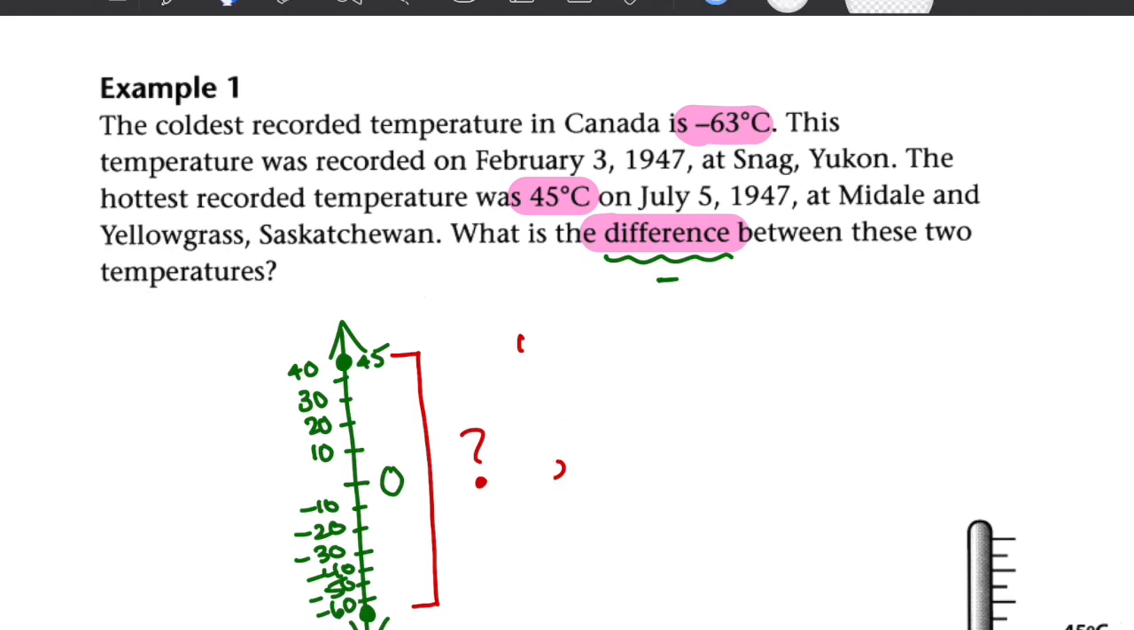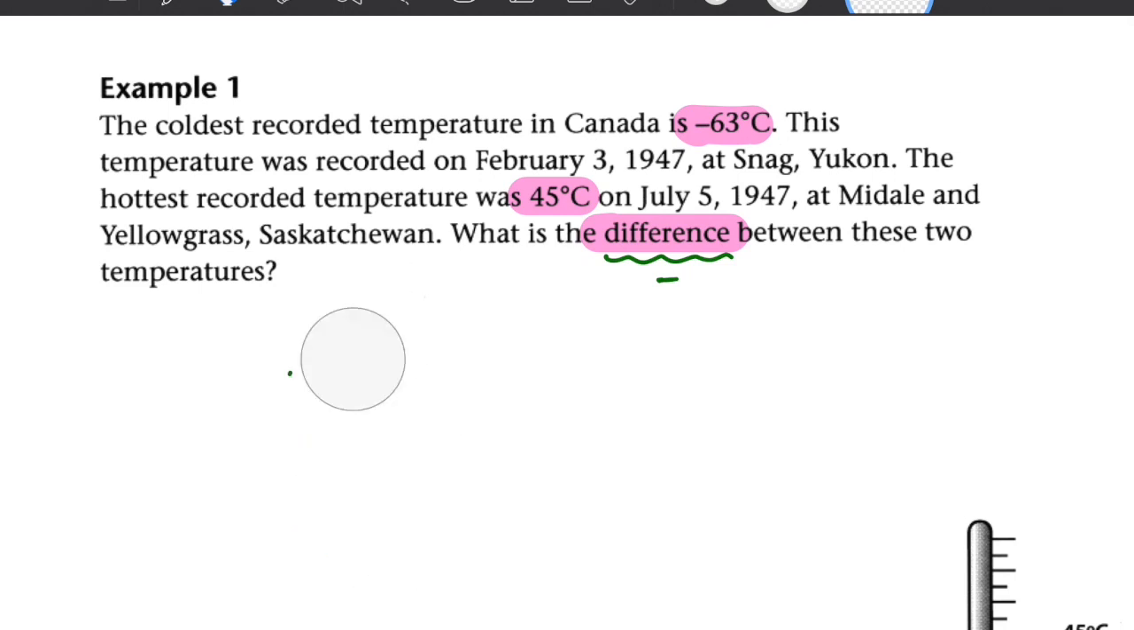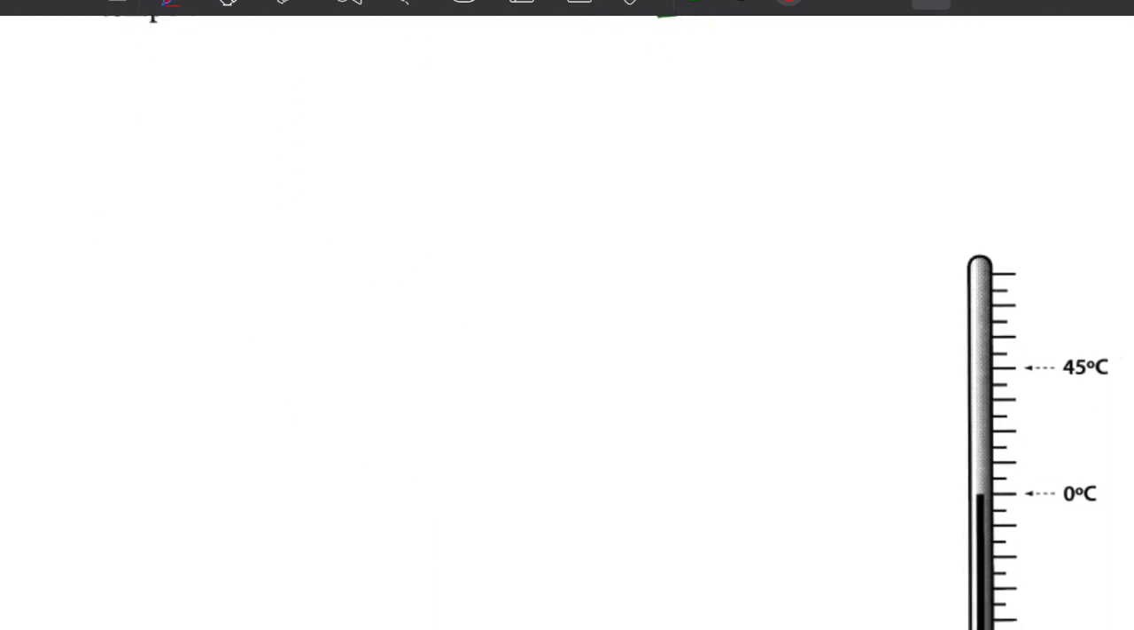So I'm just going to erase this for us, and I'm going to move the screen down. What we're going to do is go 45 degrees minus negative 63 degrees. Because we have two negatives, or a subtraction and a negative, we like to put this in brackets. And now we can calculate this using our calculator.